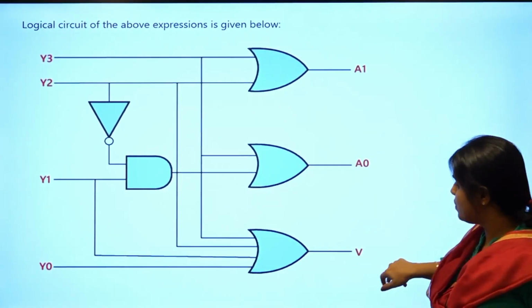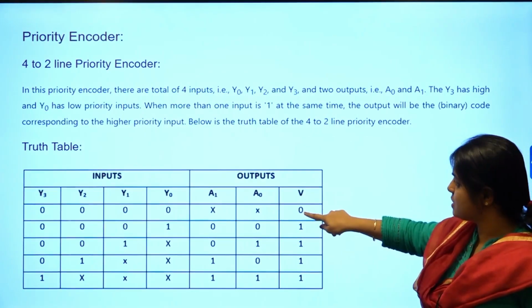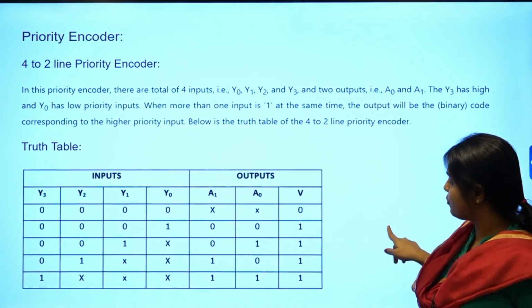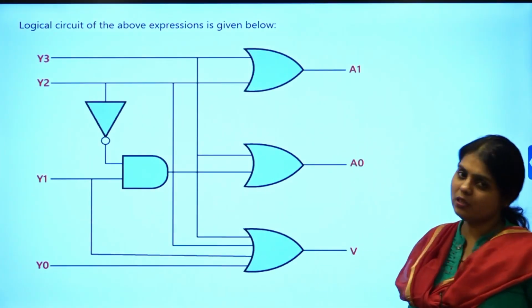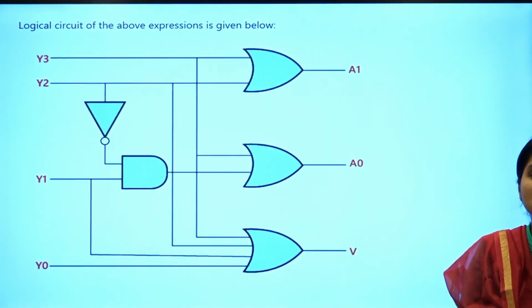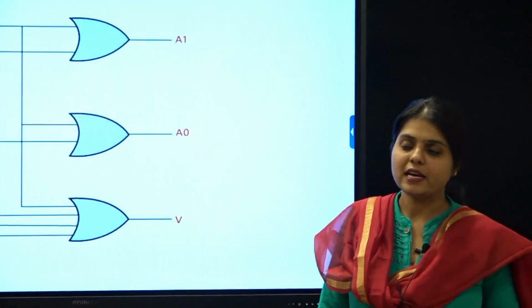Now this V is 0 for all zeros and 1 for the remaining cases. So this is all about your priority encoder.